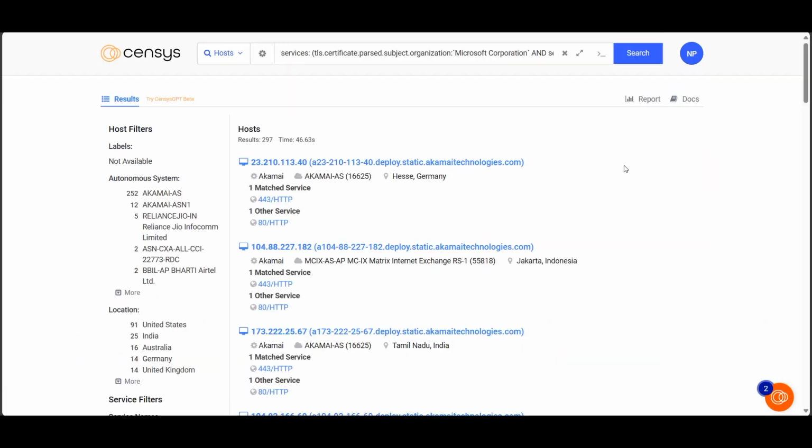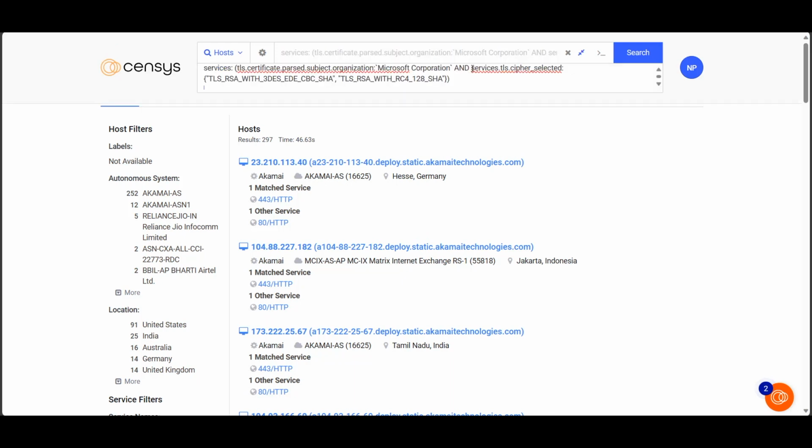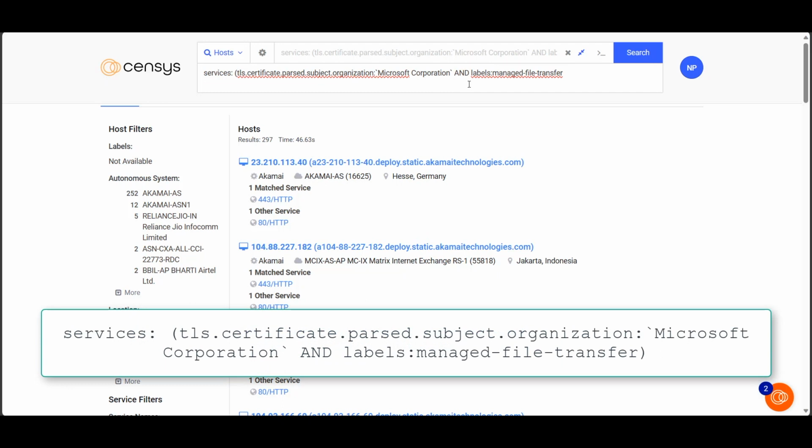What have we got? It's obviously highly recommended to use modern encryption standards like AES. Appropriate key lengths can secure sensitive data due to their stronger security guarantees and resistance to known attacks. Let's finish with exposed managed file transfer servers and all the associated vulnerabilities that they introduce.